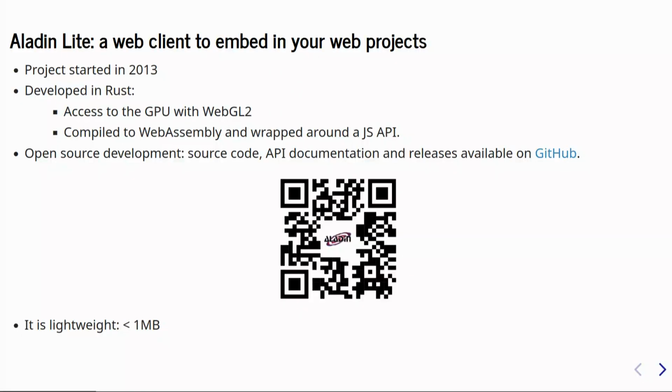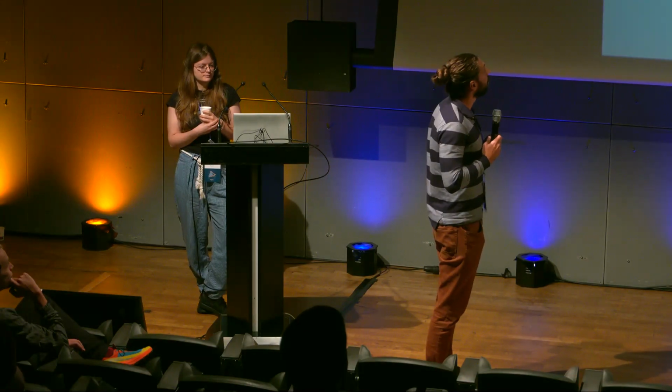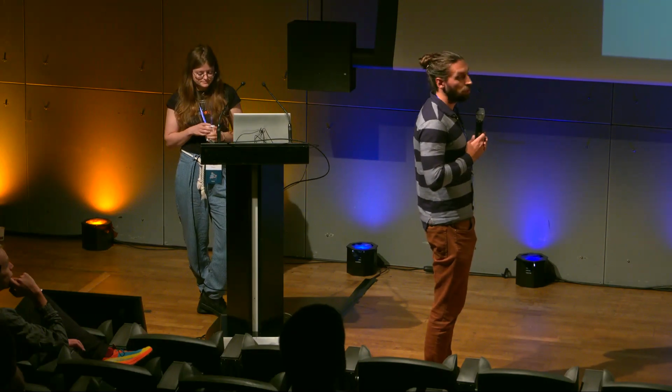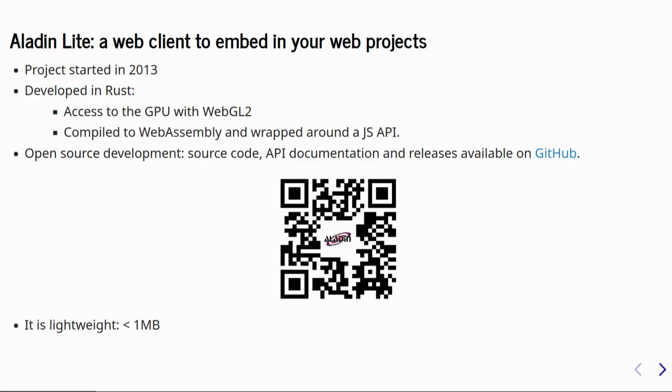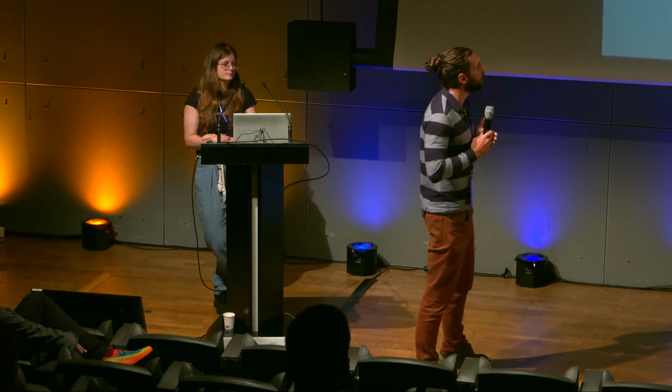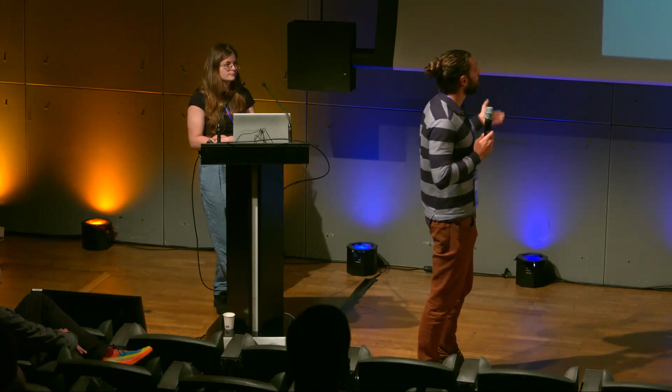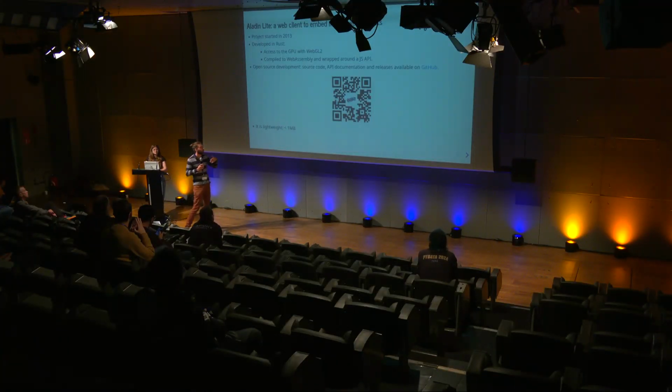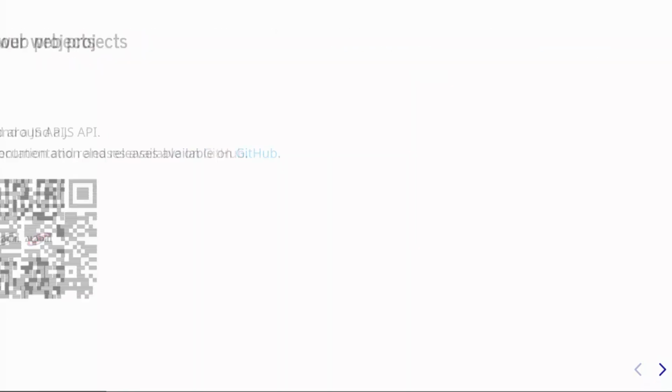Since the advent of the web, there has been a JavaScript web application called Aladin Lite, which has been developed since 2013. It was fully JavaScript at first, but a few years ago, we completely rewrote its rendering engine in Rust with direct access to the GPU thanks to WebGL2. It's compiled to WebAssembly and then wrapped around the JavaScript API. This is a totally open source project. We have a GitHub repository. If I go on it.